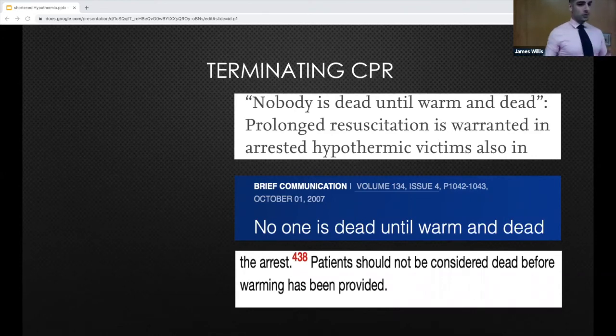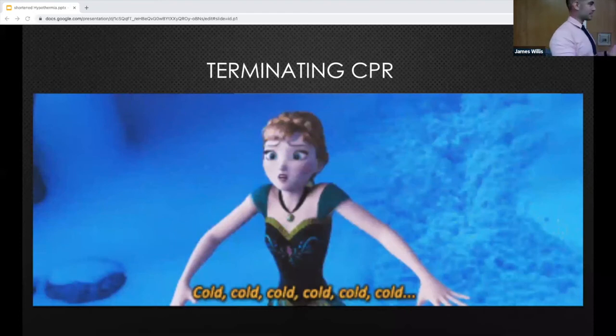When you rewarm them, our goal should be to get them to that stage 1 hypothermia where they'll have vital signs, they'll be shivering, and if they don't have a pulse at that point, then they're probably dead.